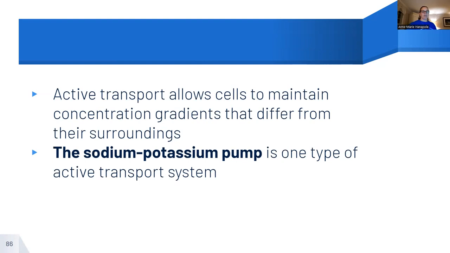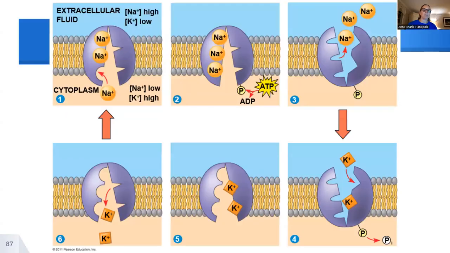An example of active transport is a sodium-potassium pump. And the sodium-potassium pump plays an important role in many cells, especially the nervous system. But a lot of cells require that sodium-potassium pump. And what the sodium-potassium pump will do is when you're going against that concentration gradient.